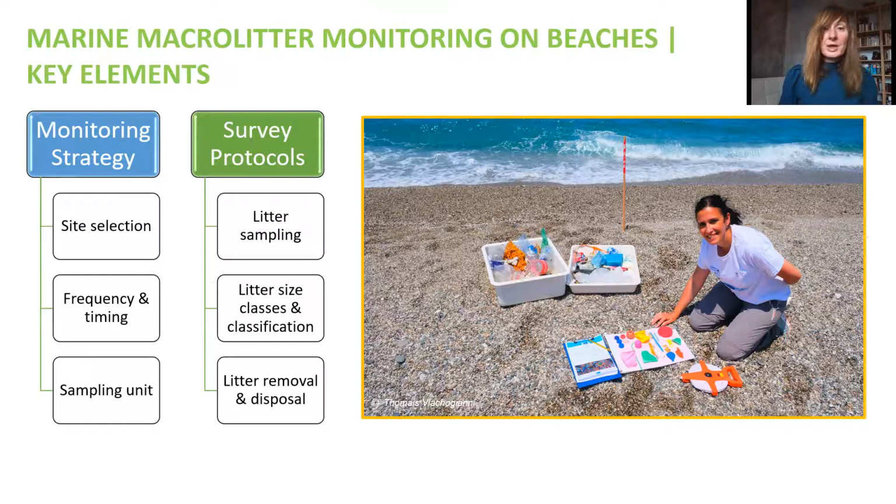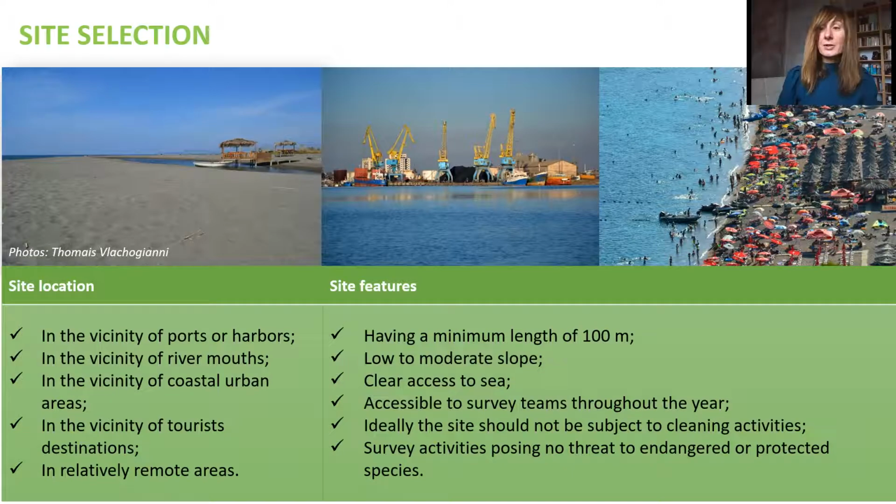Now, which are the key elements of the methodological approach for monitoring macro litter on beaches? First of all, this can be clustered in two main categories: the elements of a monitoring strategy, the experimental design, and the elements of the survey protocol. The monitoring strategy includes the site selection criteria, the frequency and timing of the survey, and the sampling unit. And the survey protocol includes aspects related to litter sampling, litter size classes and classification, and litter removal and disposal considerations. So let's take a closer look at the different site selection criteria.